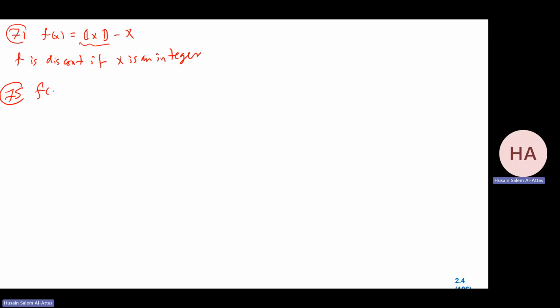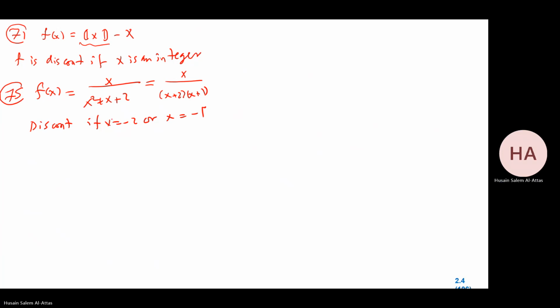f of x equal x over x squared plus 3x plus 2. I will check when the function is discontinuous. So you have x plus 2, x plus 1. Very clear. The function is discontinuous if x equal -2 or x equal -1.